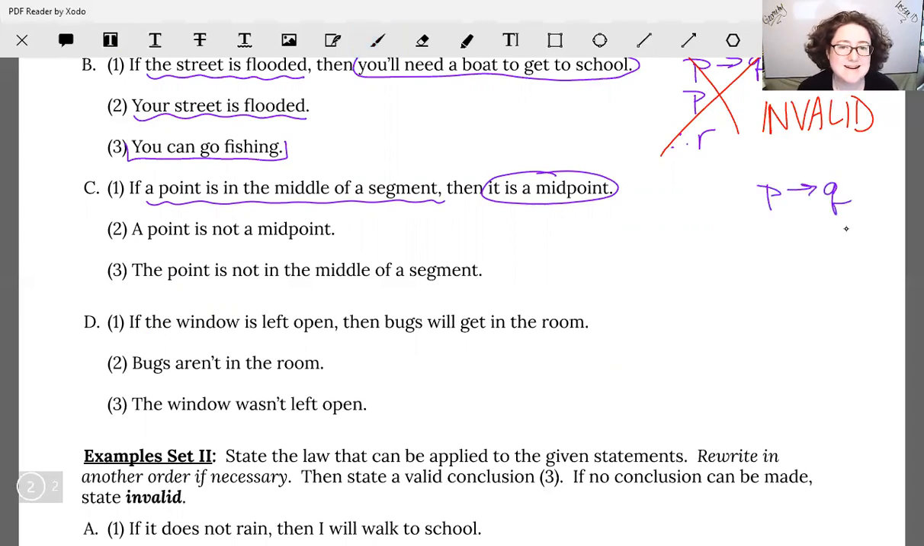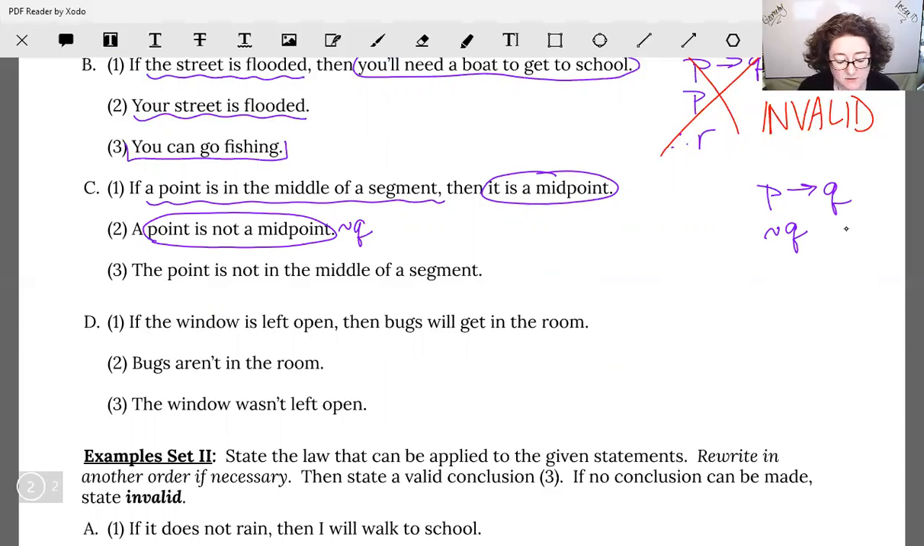Okay, a point is not a midpoint. What does that sort of sound like? Well, it's pretty close to that second statement, it is a midpoint. So I'm going to say that's a version of that one, which does have that "not" thrown in there. So I'm going to call that not Q, the opposite of the previous statement. So then if this is following, let's see, what law do you think this is going with? It's almost the beginning of that law of contrapositive. So I would expect to have not P as my last sentence.